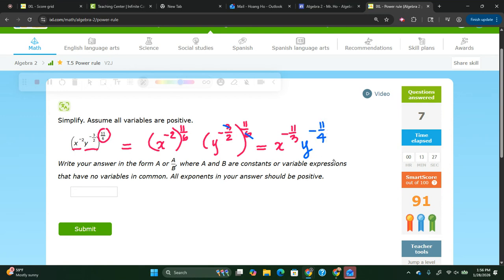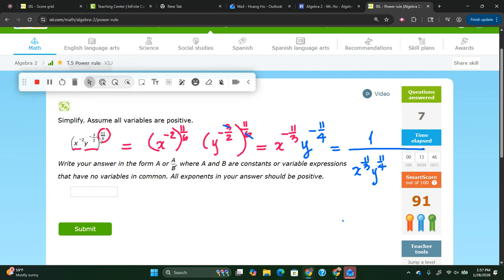Okay. And then we're almost done, but there's a negative exponent, so we have to make it positive by moving it down. So 1 over x power 11 over 3, and then y power 11 over 4. Okay, so let's do that. Here we go.